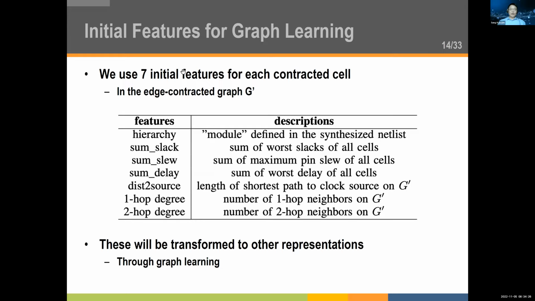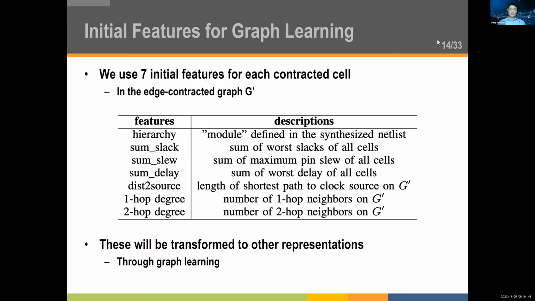So you want to make use of that. Then of course, you want to remember how many neighbors you have in the contracted graph. If you have more neighbors versus if you have fewer neighbors, that will also impact how I do tier partitioning eventually. So I want to make use of that information as well.